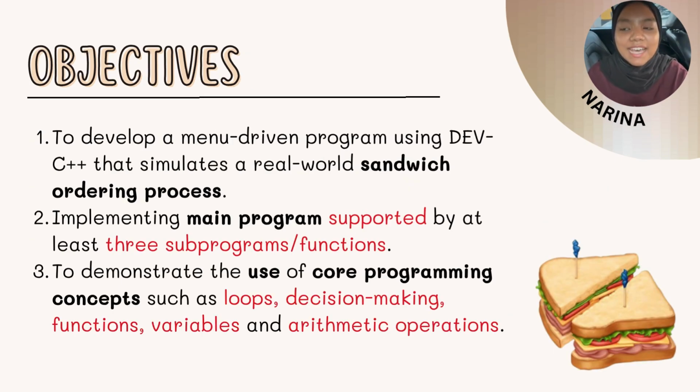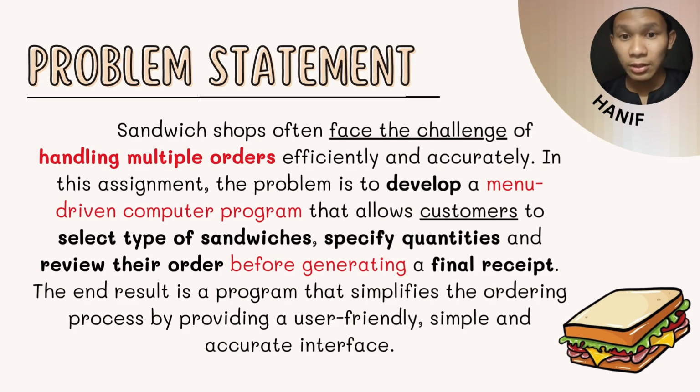Next, for our objective, this menu-driven program simulates a real-world sandwich ordering system using Dev C++. It demonstrates key programming concepts such as loops, decision-making, variables, functions, and also arithmetic operations. Our program allows users to view a sandwich menu, place an order with their desired quantity, and automatically calculates the total cost. It also applies a discount if the total exceeds a certain amount, making the system not only functional but also user-friendly and realistic.